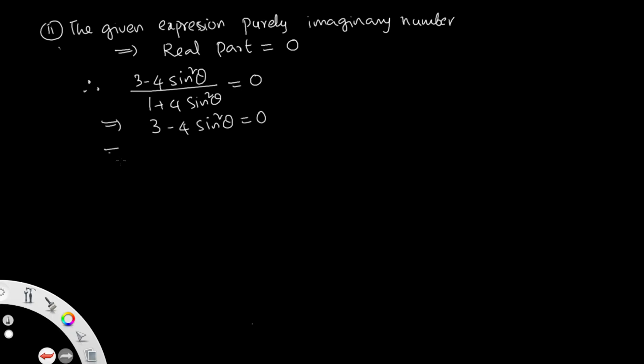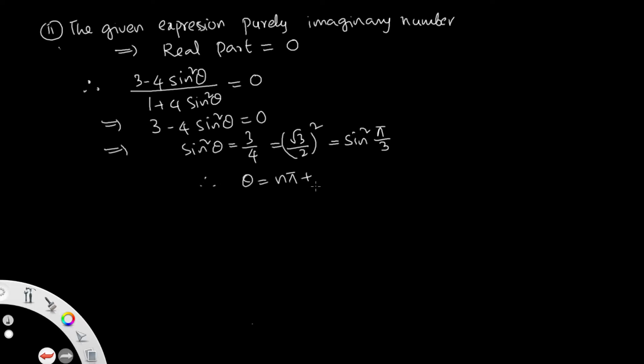That implies 4 sine square theta equals 3, so sine square theta equals 3 by 4, in the square form, that is root 3 by 2 whole square. Now it is in the form sine square theta equals sine square alpha, nothing but in terms of sine square pi by 3. Therefore the general solution of theta is n pi plus or minus pi by 3, where n belongs to Z.